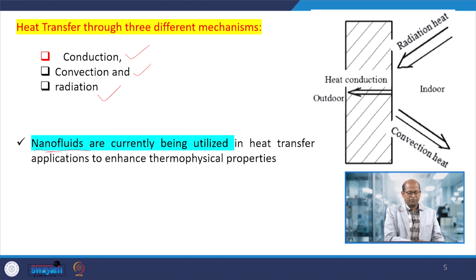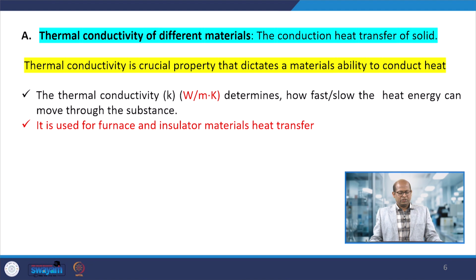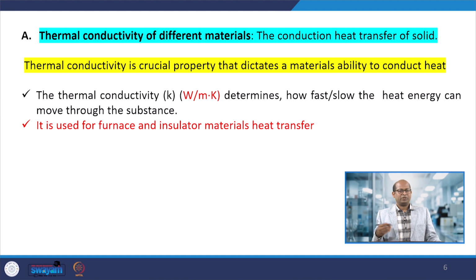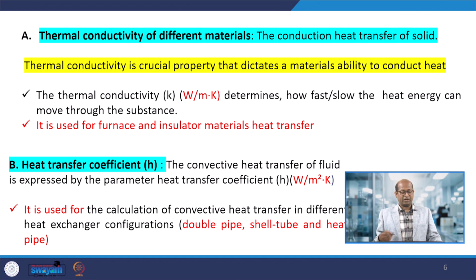Suppose you have nanoplates, which we will discuss later, that act as a medium to transfer heat from one point to another. Of the three modes, conduction is when heat is transferred through a solid from one point to another because of a temperature gradient. In convection, a heat transfer medium, which may be a liquid, carries the heat from one point to another.